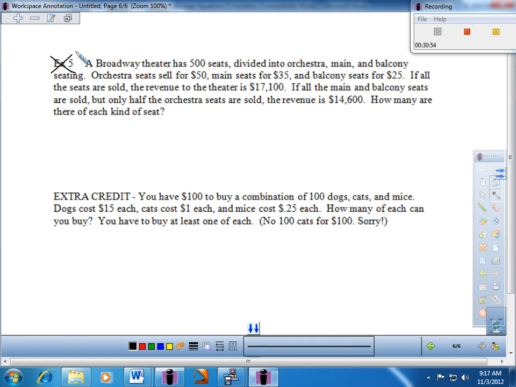So here we go. It says you have $100 to buy a combination of 100 dogs, cats, and mice. Dogs cost $15 each, cats cost $1 each, and mice cost 25 cents each. How many of each can you buy? And you have to buy at least 1 of each, so you can't do 100 cats for $100. So you have to spend exactly $100, and you have to buy exactly 100 animals. What's the combination that'll do it? Again, if you pull that off, you let me know. Good one to take a look at. It's kind of a fun one. So you'll see why it's extra credit as you start to set it up a little.